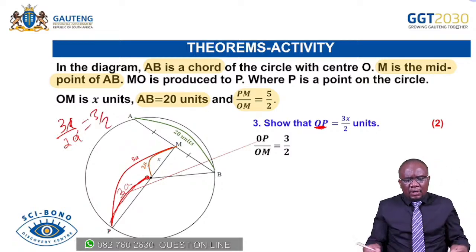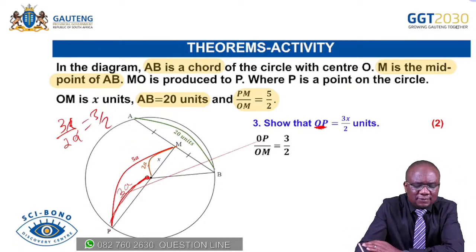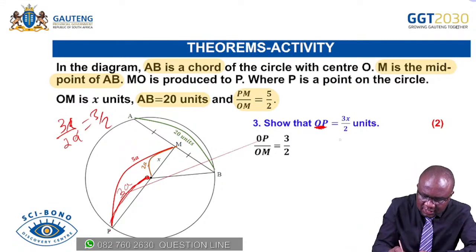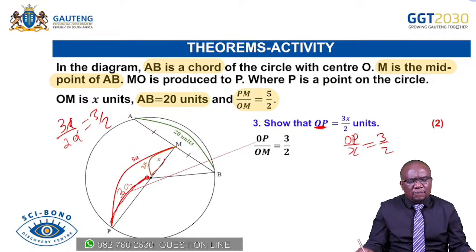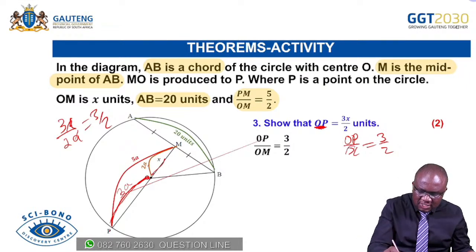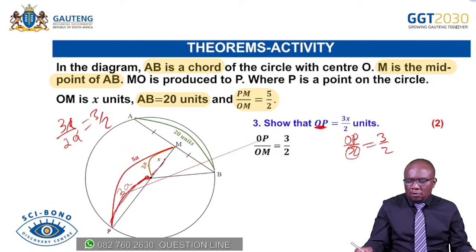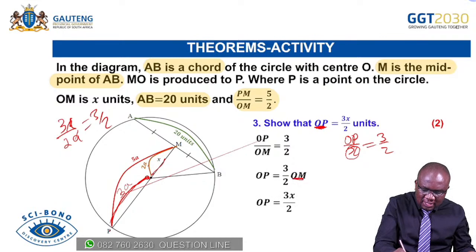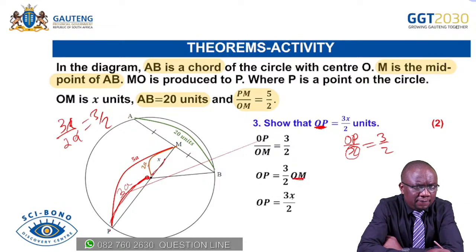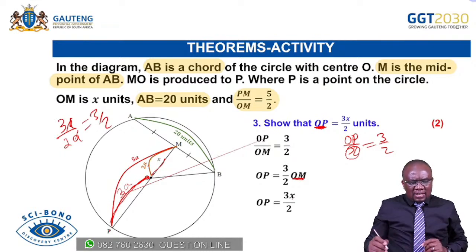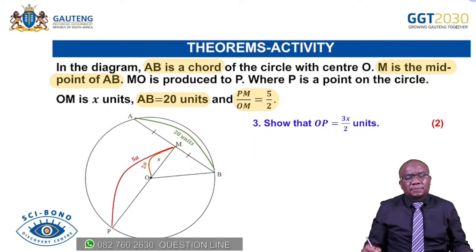Okay, right. Now, what do we do? I want you to put x here. So OP over OM, and OM is x, isn't it? OP over x is equal to 3 over 2. Then what do we do? We multiply both sides by x, and then what do we get? OP is equal to 3 over 2x, and then OM we know is x, so OP is 3x over 2. Done. Okay? Right. And then the other method.